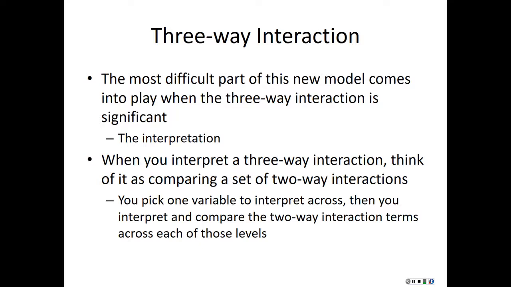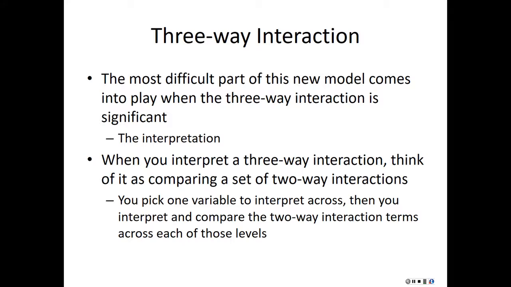Okay, so really the most difficult part in the interpretation comes when you're looking at whether the three-way interaction is significant. I know I put one in your homework a few weeks ago so you guys can start thinking about it, but I'm going to talk more about it this week. When you interpret a three-way interaction, you want to think of it as comparing two, or however many levels of that third variable you have, multiple sets of two-way interactions.